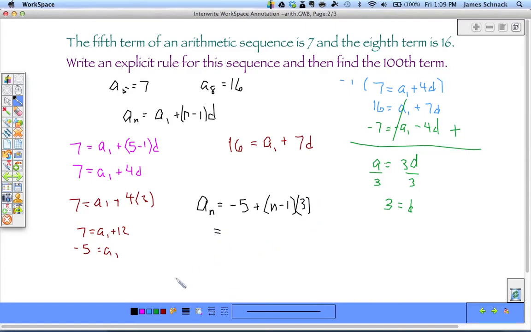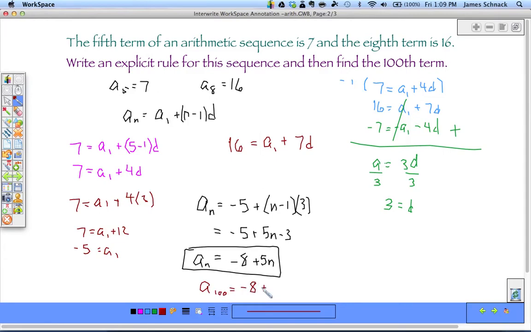Now, my personal preference and what I would like you to always do when you write an explicit rule is write it in simplest terms. So we're going to distribute 3n minus 3, and we get our explicit rule to be an equals -8 plus 3n. There's my explicit rule. I can turn and use this to find the 100th term. So this is -8 plus 300. So the 100th term is 292.